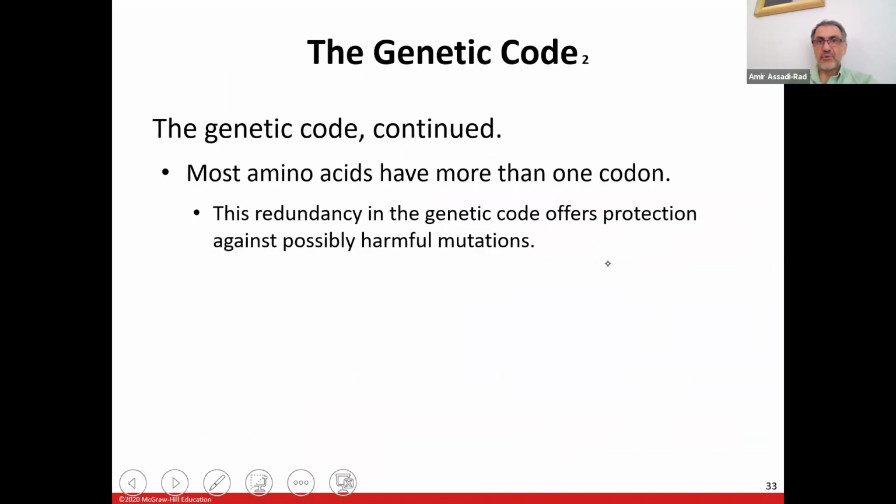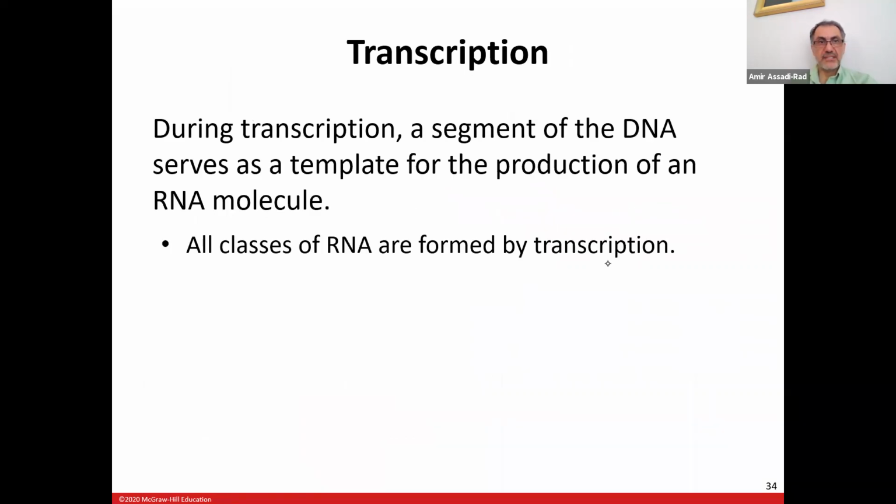Genetic code: most amino acids have more than one codon, and this redundancy in the genetic code offers protection against the possibility of harmful mutations. That's right.